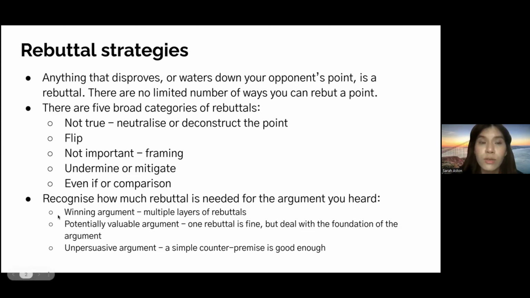Number one, what you can do is understand how you're able to engage with perhaps a winning argument, right? If, for example, your opponent gives a solid argument and you think that this is a very glaring argument that if you do not take down, they will definitely take over you, this is when you should be doing multiple layers of rebuttals.